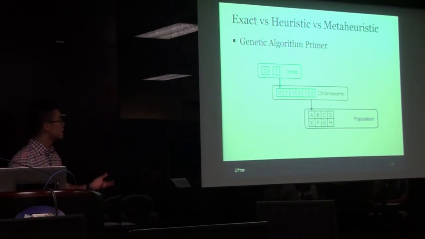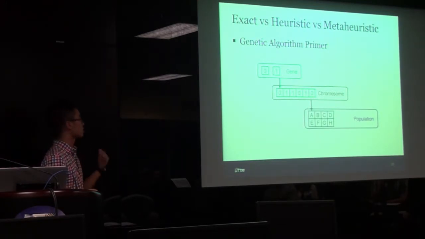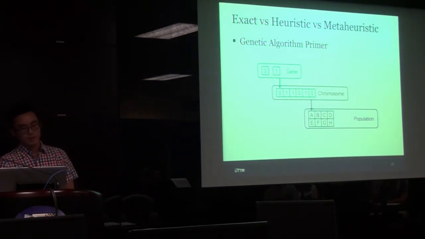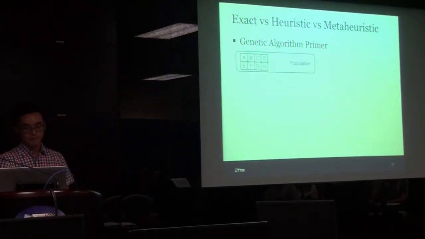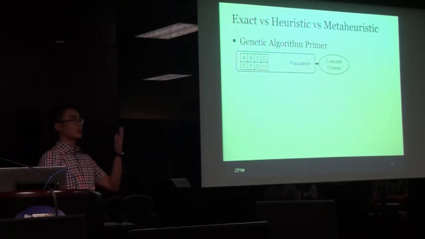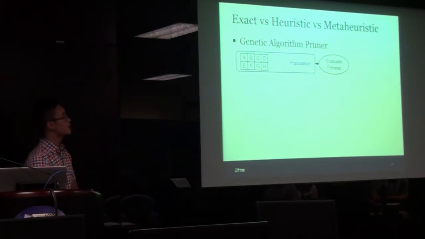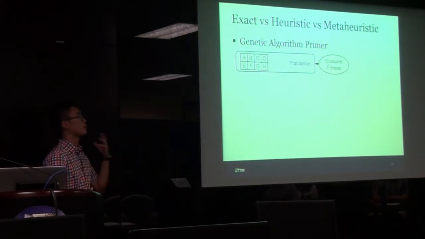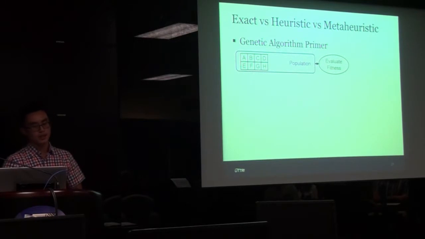And so in this population, you have all the potential solutions to your problem from A, B, C, D, E, F, G onwards. And you take this population, you apply an evaluation fitness. So depending on the objective that you're trying to maximize or minimize, you have an evaluation fitness that you can apply to each chromosome in your population and obtain their fitness values.